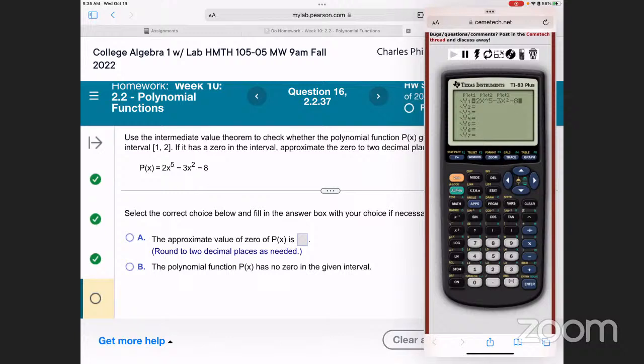This took effort to get working. I had to download a ROM. This site is called cemetech.net. It's an emulator that was made by some other school, and I've been using it for years and it's been working great. So it's a virtual calculator.